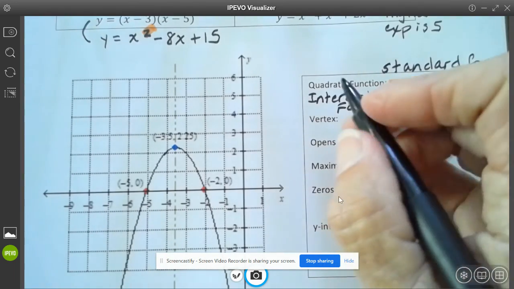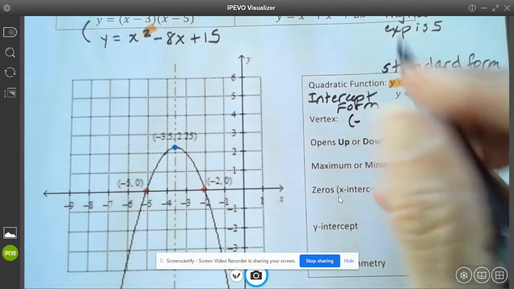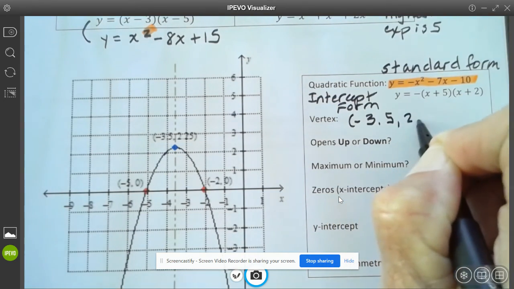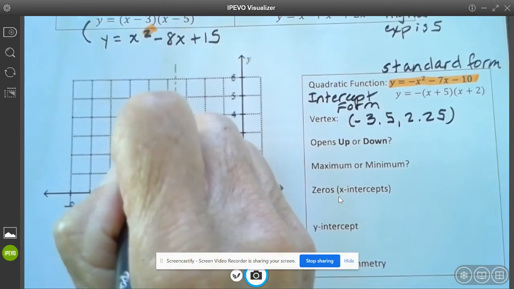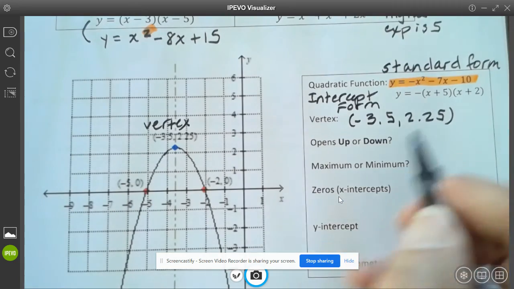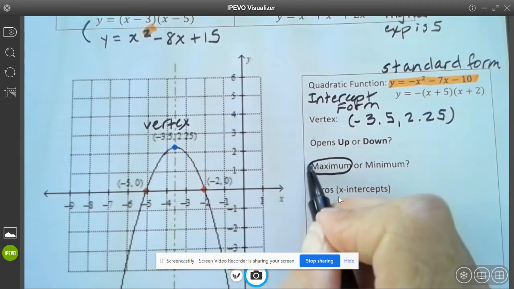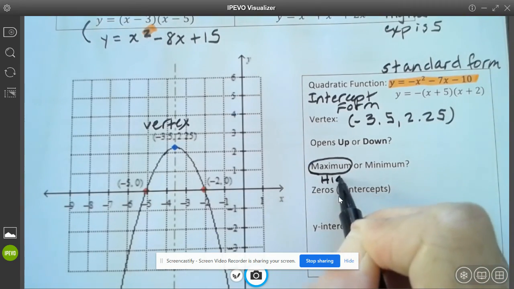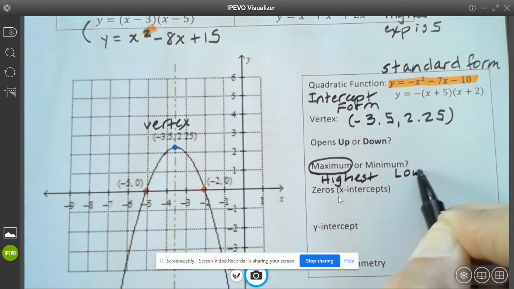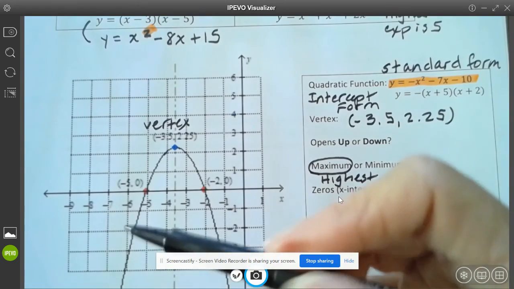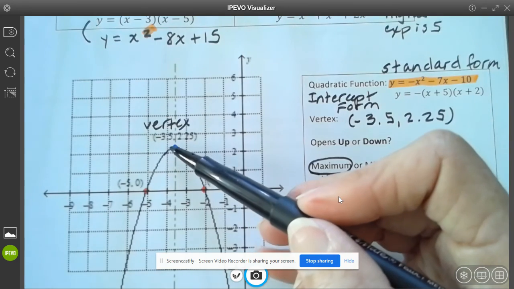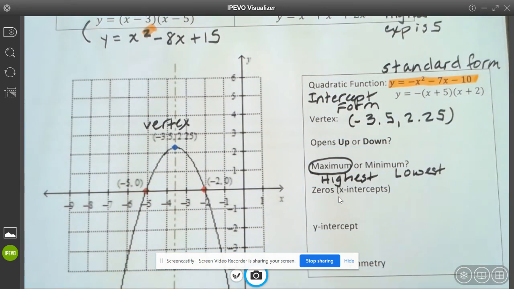So the highest or lowest point in a quadratic function is the vertex. And the vertex here is the highest point of the graph. Therefore, it is a maximum because it is the highest. It would only be a minimum if it was the lowest point. Now, what I mean by the highest, if I am jumping up like on a trampoline, I go up, I hit a high spot, and eventually I have to come back down.